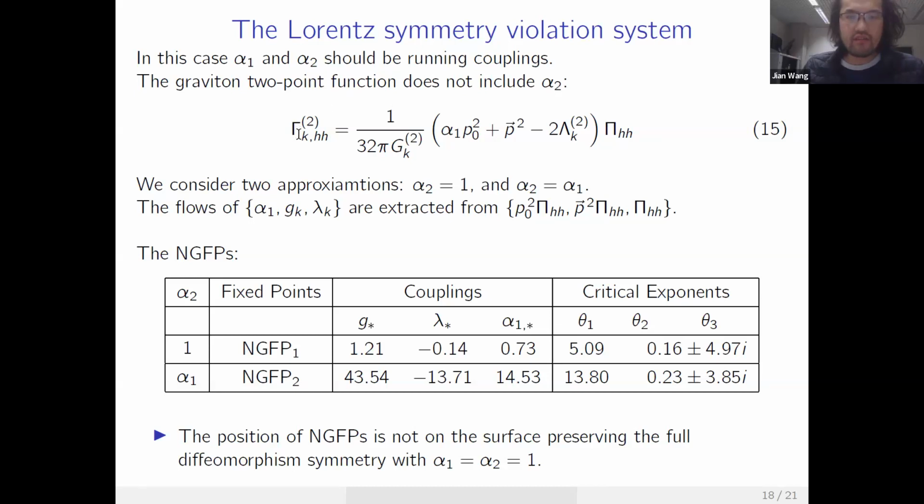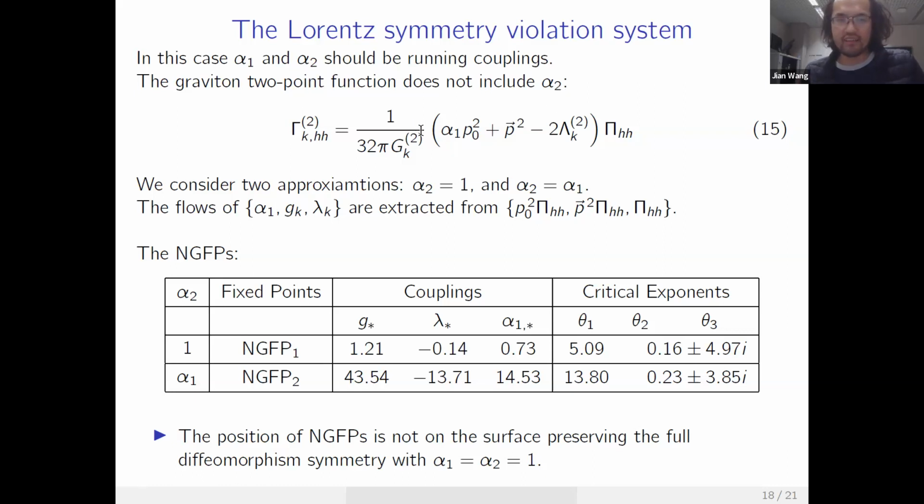Then the graviton two-point functions can be given in this form, and we can say that for the TT components, we don't have the coupling alpha 2 here. So if we want to solve the system, we must make some approximations for alpha 2.